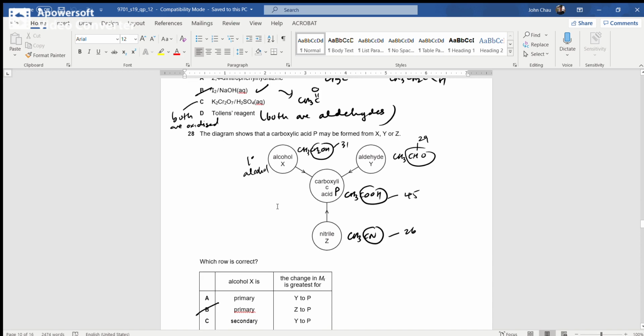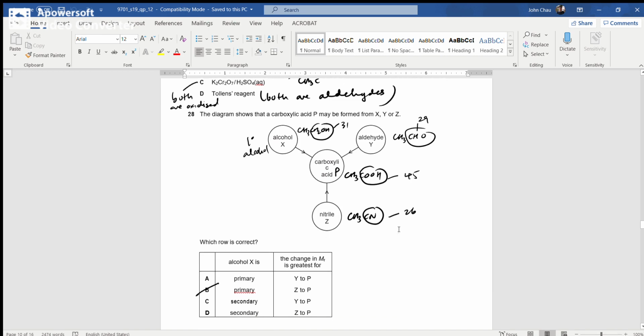28. Now this diagram shows that a carboxylic acid may be formed from X, Y, and Z. So we look. If it's a carboxylic acid, we know it's from a primary alcohol. Now let's try out with one compound, right? If we try out with ethane nitrile, you get ethanoic acid. So this one will be ethanol, and this will be ethanol. Definitely alcohol X is a primary alcohol.